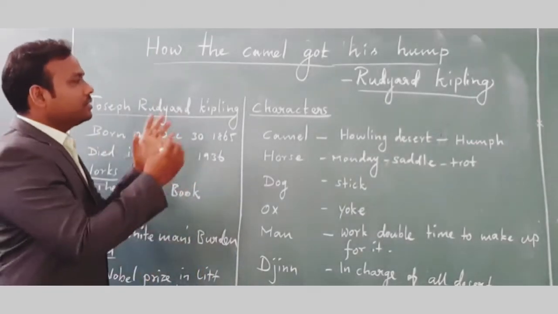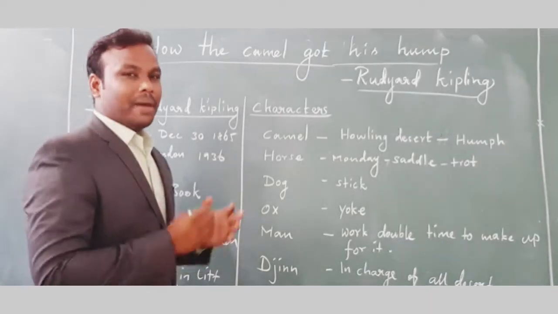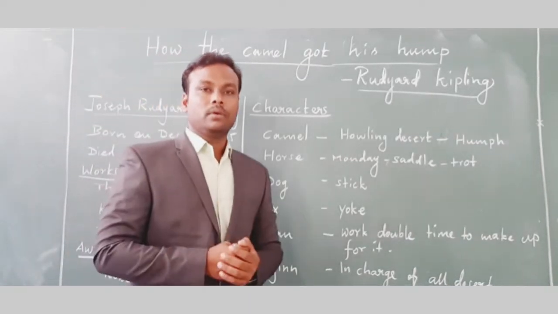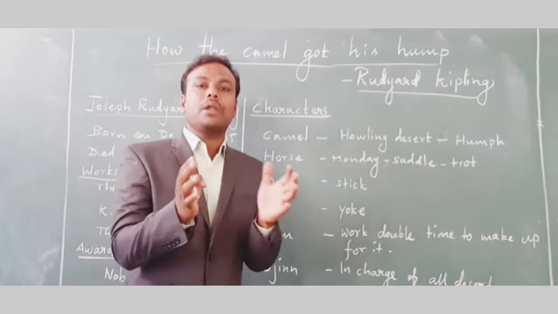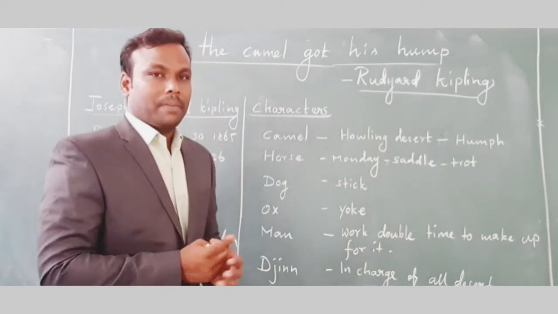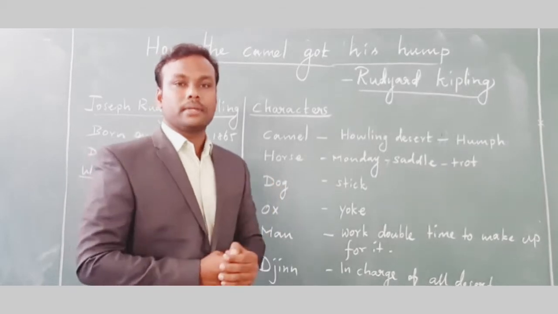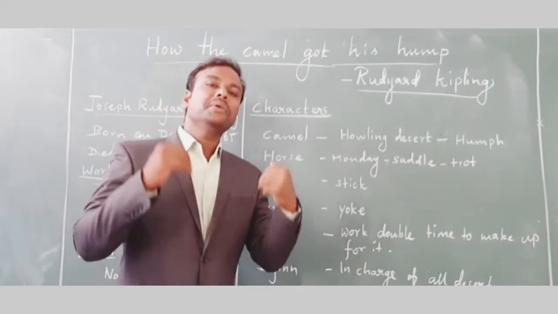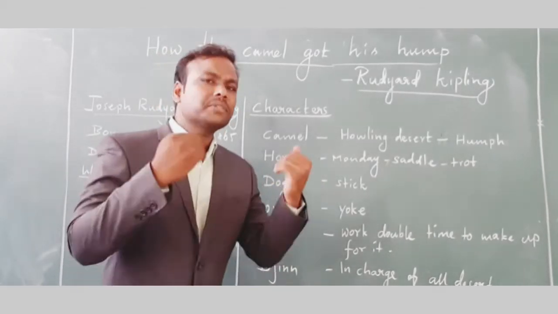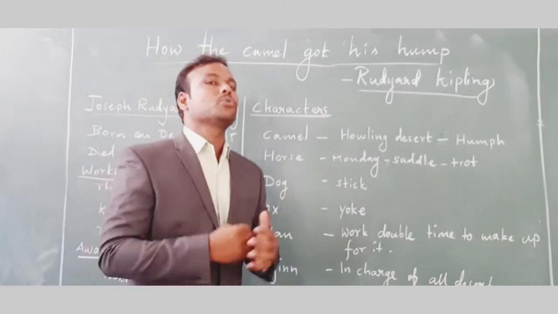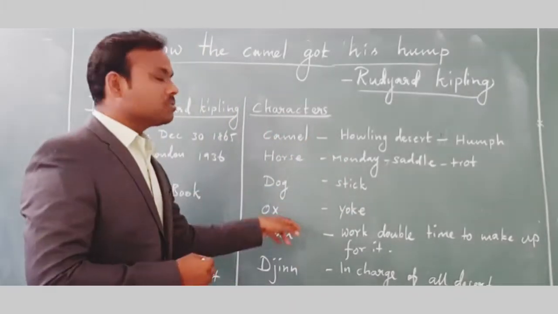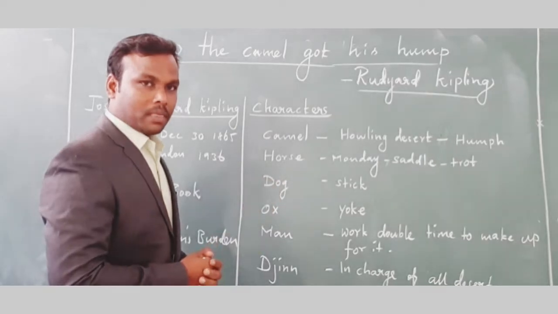See, here in this story, an imaginary story, it's a fable. Fable means the animals are used as characters. At last, it conveys a message or a moral. That is the fable story. Here also the animals are used as characters in this story.